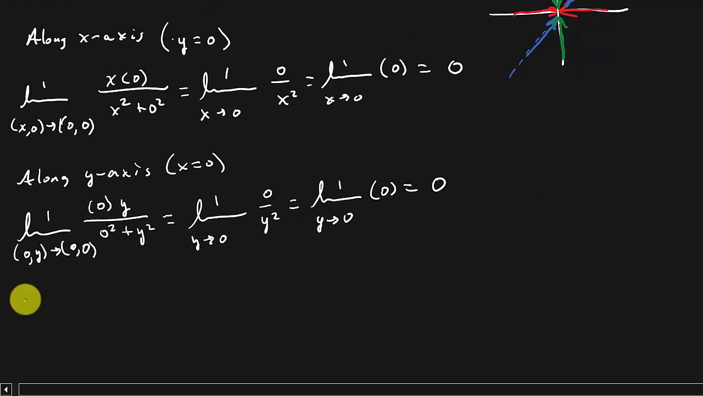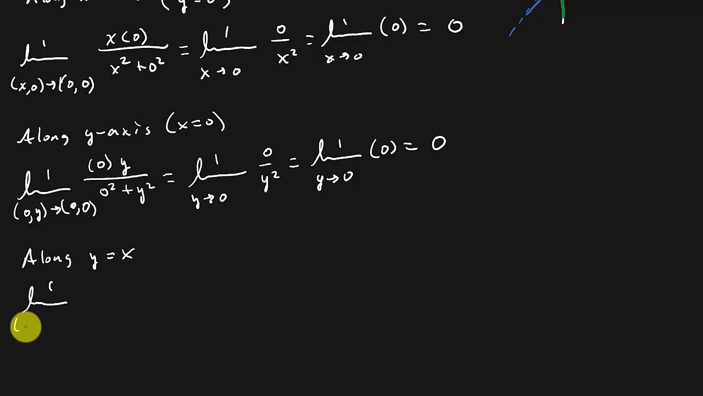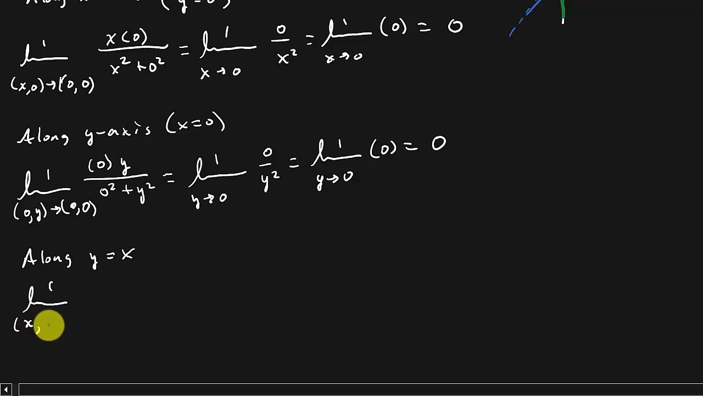All right, so what if we go along y equals x? So what is that going to be? That's going to be the limit. All right, now let's look at this for a second. So y is equal to x. So x, and I'm replacing y with the x, and that's going to 0, 0.